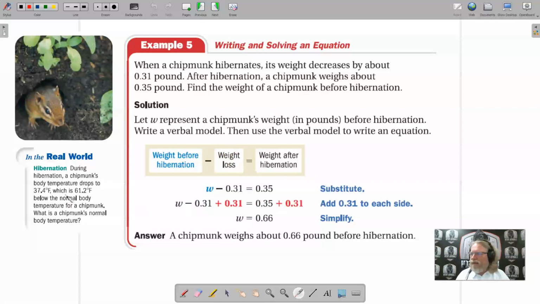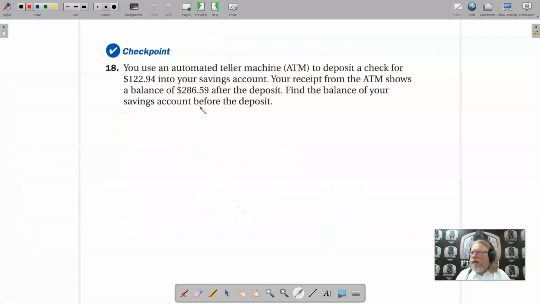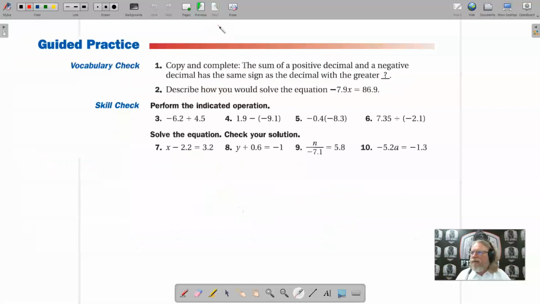And then for the sake of time, not going to really do this problem here. It says during hibernation, the chipmunk's body temperature drops to 37.4 degrees Fahrenheit, which is 61.2 degrees Fahrenheit below the normal body temperature of the chipmunk. What is a chipmunk's normal temperature? So this is pretty much the same thing as setting up here, okay? All right, with that said, I'm not going to do the checkpoint for sake of time, and we are at guided practice. So complete the copy and complete for vocabulary check.